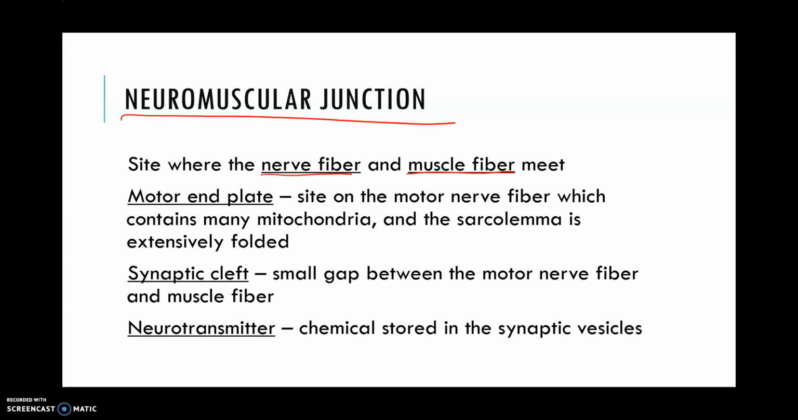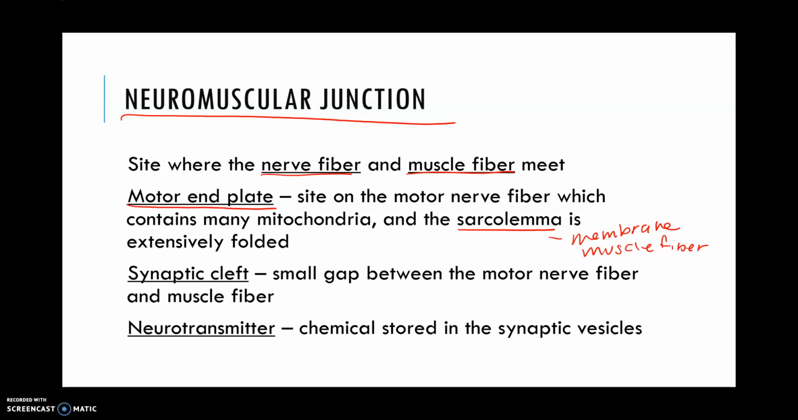So here we're going to see our motor end plate. This motor end plate is the site where this nerve fiber is going to contain a lot of mitochondria, and the sarcolemma is going to be extensively folded. Remember that this sarcolemma is the membrane on muscle fibers. So we're going to see this motor end plate be connected or very close to this sarcolemma, which is our muscle fiber here.